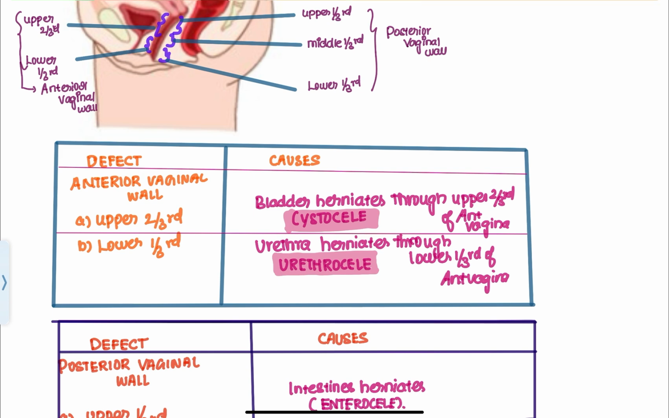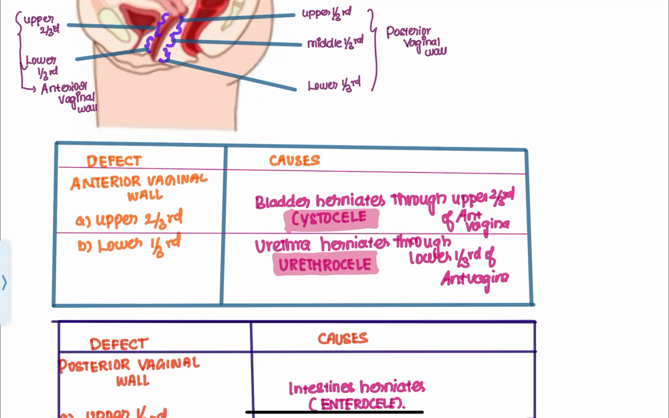With respect to the anterior vaginal wall, we have discussed two important things: the upper two-third portion, where the bladder herniates, is a cystocele, and the lower one-third portion, where the urethra herniates, is a urethrocele. Now, coming to the posterior vaginal wall. This is the posterior vaginal wall. In the posterior vaginal wall, we have the upper one-third, middle one-third and lower one-third. For the anterior vaginal wall we had upper two-third and lower one-third, but the posterior vaginal wall has upper one-third, middle one-third and lower one-third.